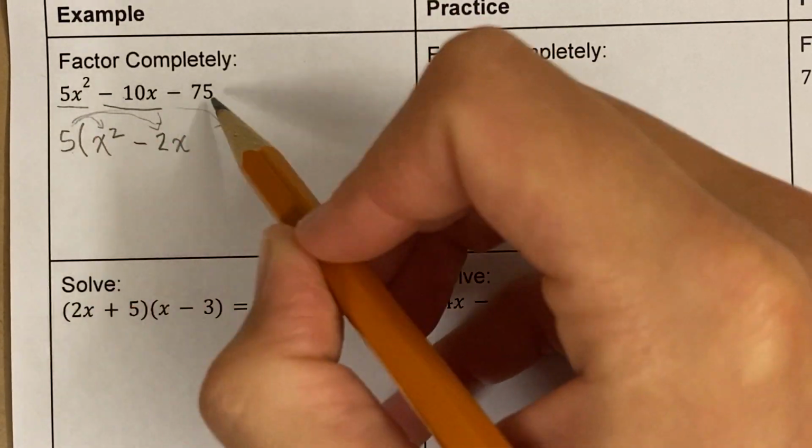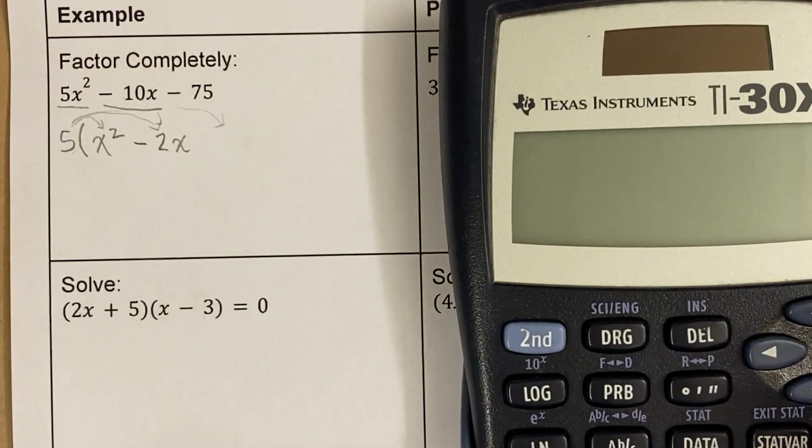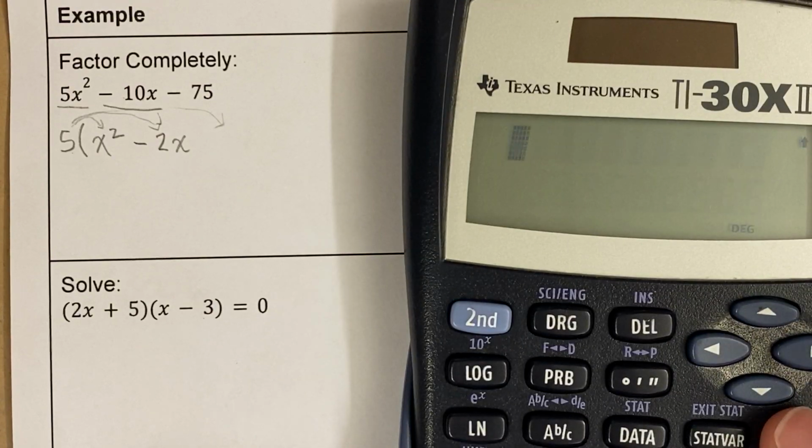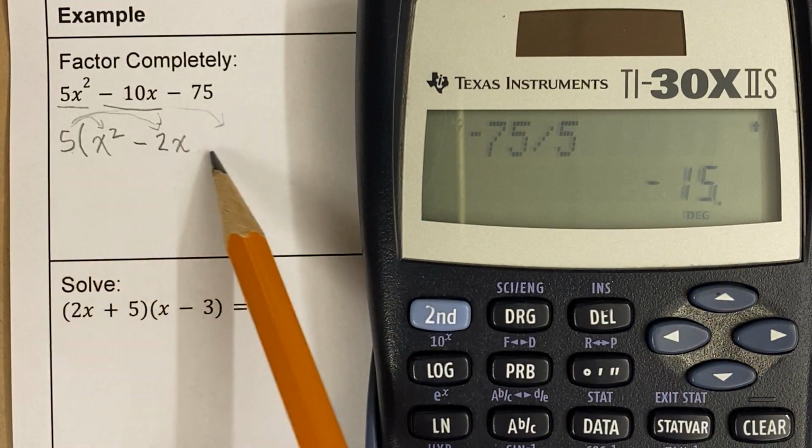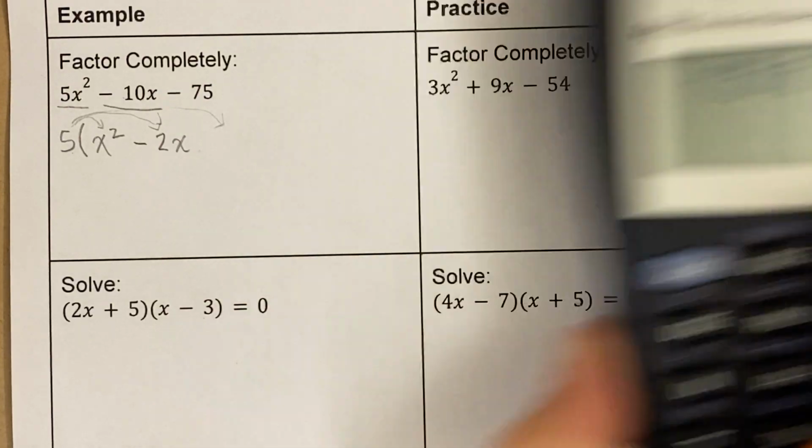And then 5 times what is 75? Look, if you don't know, watch what you can do. 5 times what is 75? You do this, and it's negative 75. So negative 75 divided by 5, that's going to tell you what number I can multiply 5 by to get 75. That's negative 15.